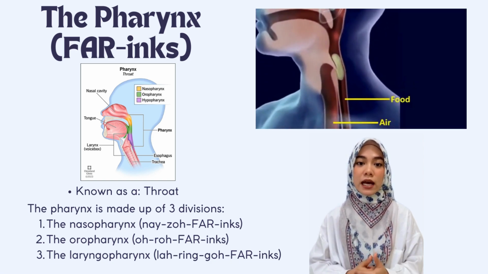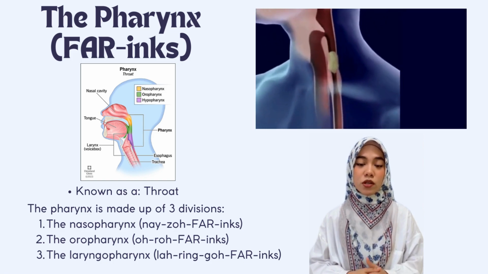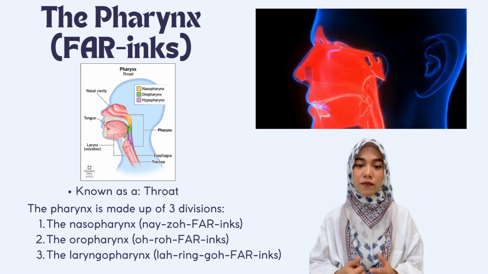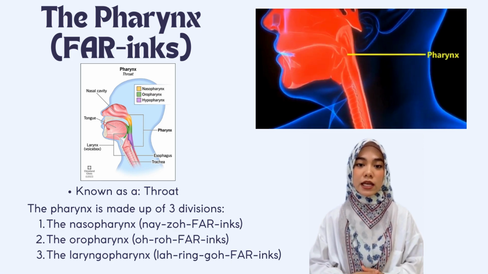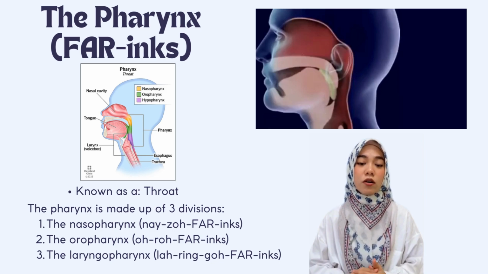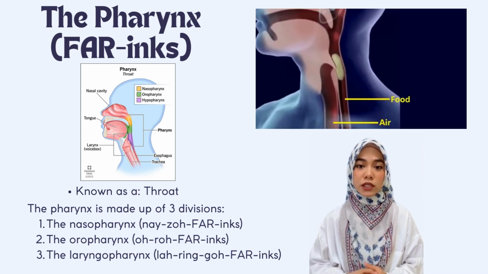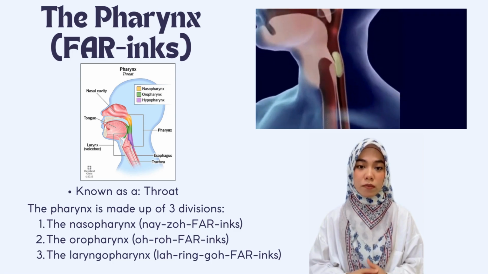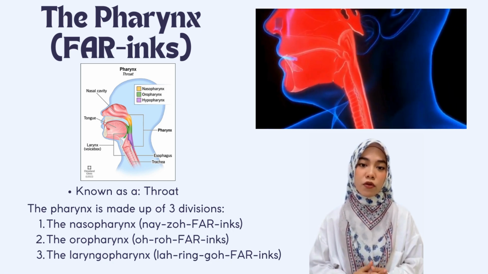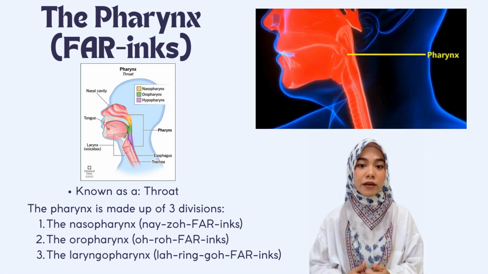The first one is the nasopharynx, which is posterior to the nasal cavity and continues downward to behind the mouth. This portion of the pharynx is used only by the respiratory system for the transport of air and opens into the oropharynx. The next one is the oropharynx. The oropharynx is the portion that is visible when looking into the mouth. It is shared by the respiratory and digestive systems and transports air, food, and fluids downward to the laryngopharynx.